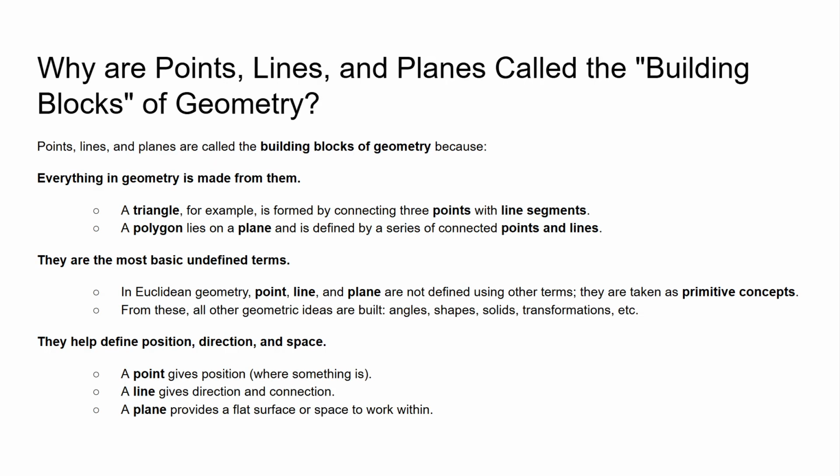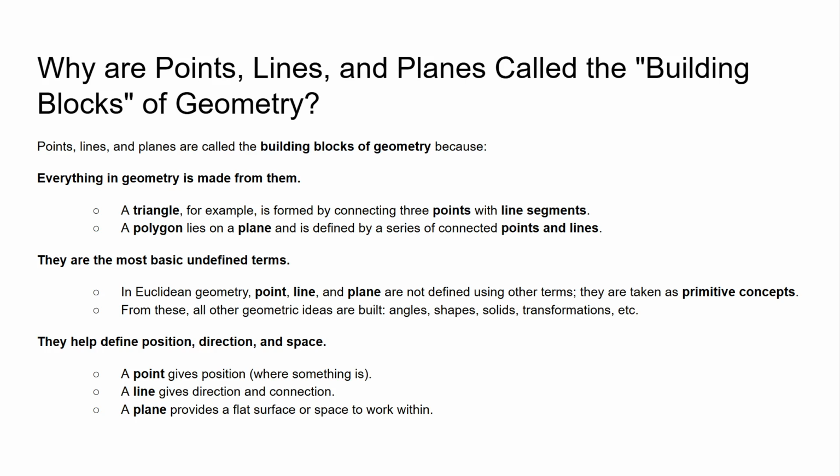Why are points, lines, and planes called the building blocks of geometry? Points, lines, and planes are called the building blocks of geometry because everything in geometry is made from them. A triangle, for example, is formed by connecting 3 points with line segments. A polygon lies on a plane and is defined by a series of connected points and lines.